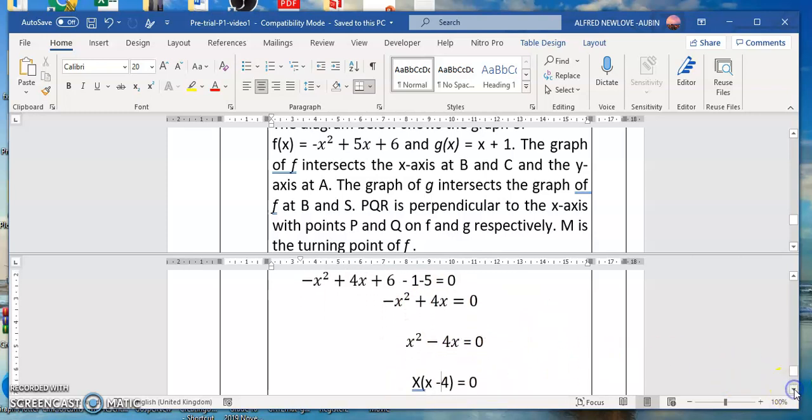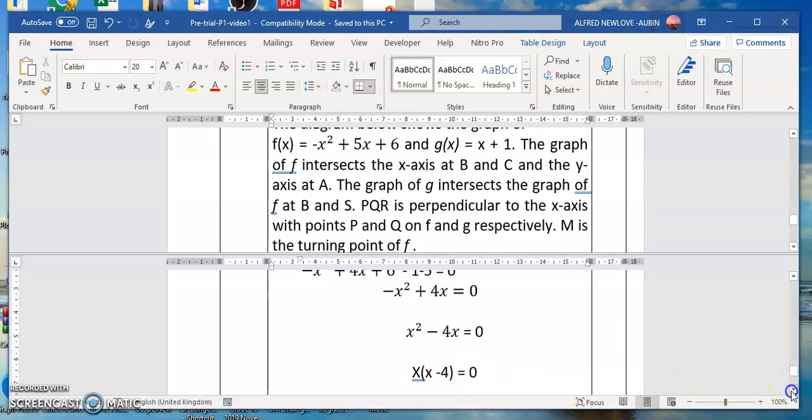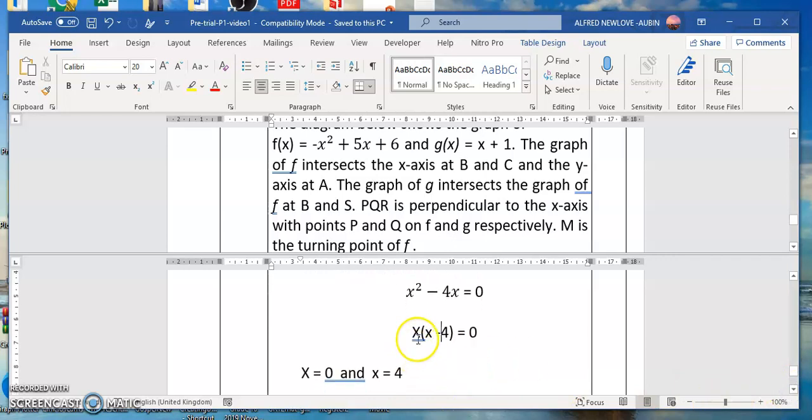Then we can factorize x out. So you have x(x minus 4) equals 0. So x is equal to 0, and x minus 4 is also equal to 0. If I transpose this, it's going to be x is equal to 4. Let me write for you to see. x is equal to 0, and x minus 4 is also equal to 0. If I transpose this, it's going to give us 4.